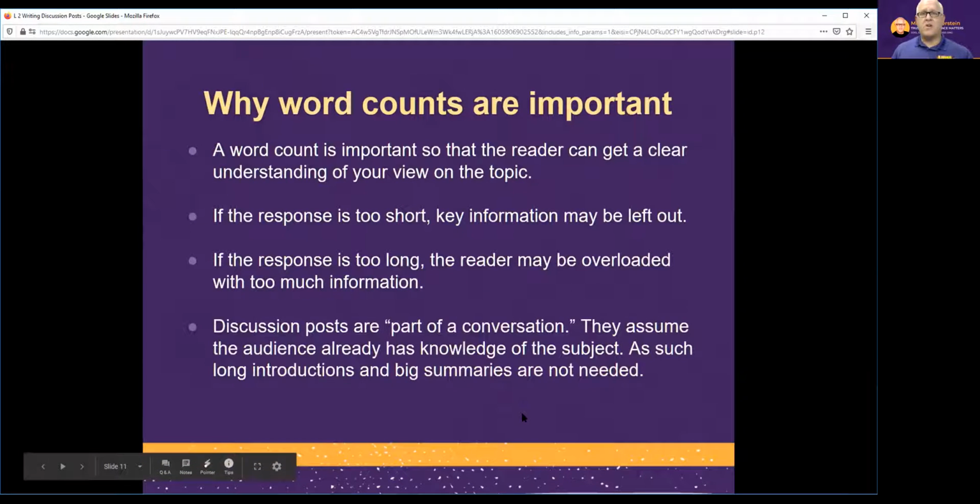Discussion posts are part of a conversation. They assume that the audience already has knowledge of the subject. As such, you don't need long introductions, and big summaries are not needed. And you also never want to repeat things in a discussion post. They're very small pieces of information covering a fairly broad amount.